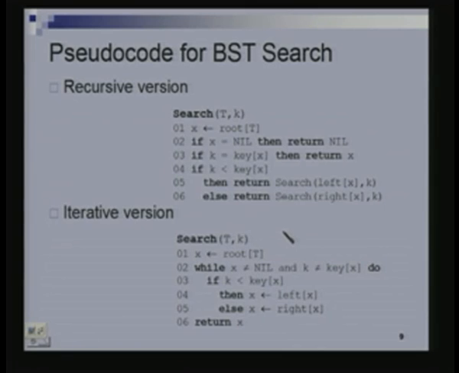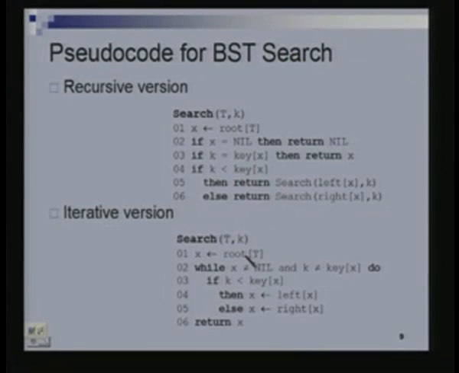In the iterative version, we are not going to make recursive calls to the search procedure. We are just going to keep marching down the same tree. We start with x referring to the root of the tree. While x is not nil and k is not the key in the root, then we will do something. If k is less than the key, then we have to go left, so x now gets the value of the left child of this current node.